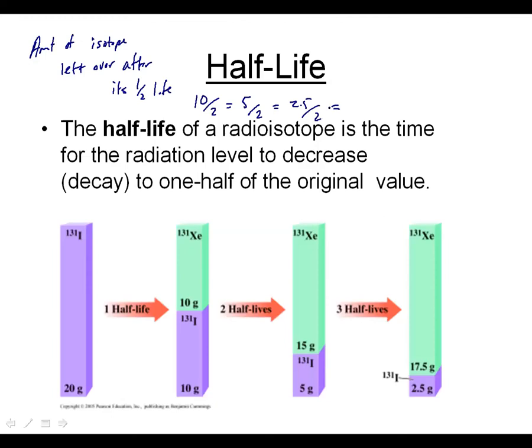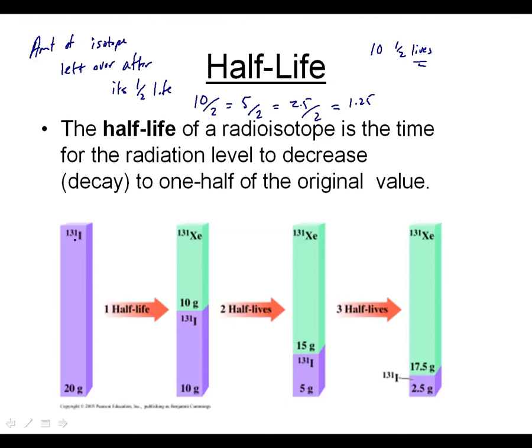1.25 would be a better number there, and so forth. So every time you go through a half-life, you lose half of what you started with. Somewhere around 10 half-lives, pretty much all of it is gone at that point. And that's what you see here.